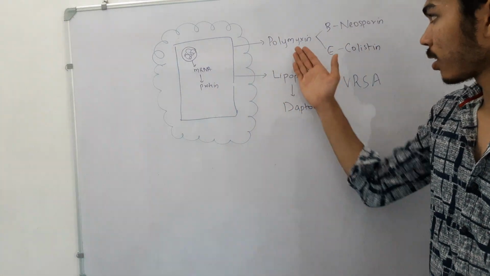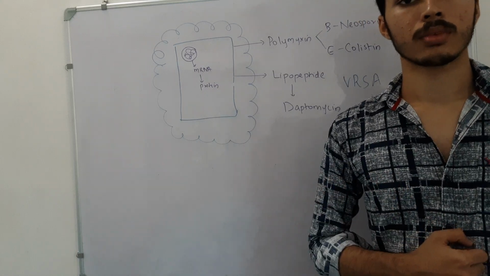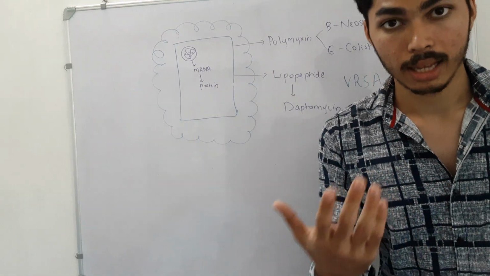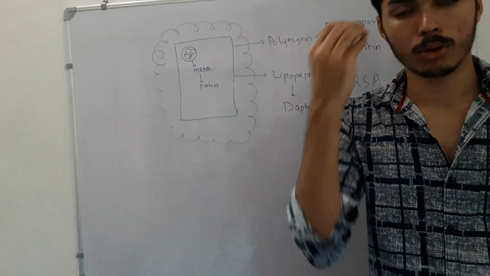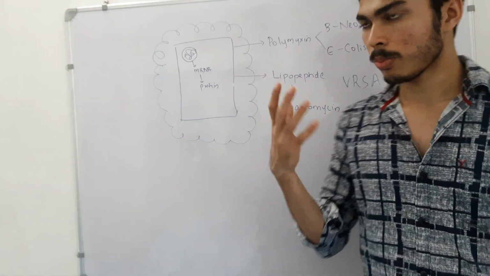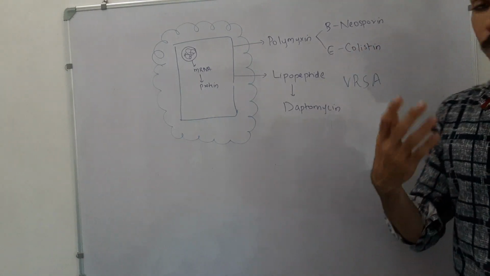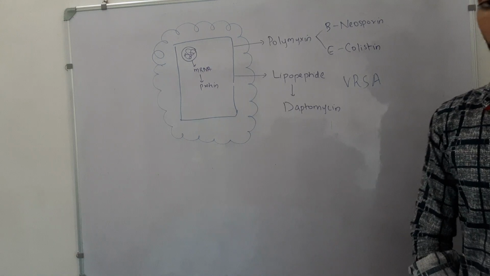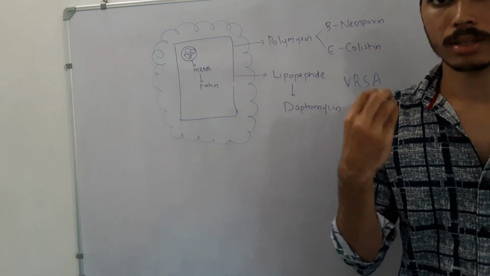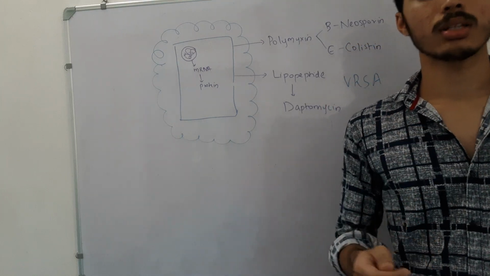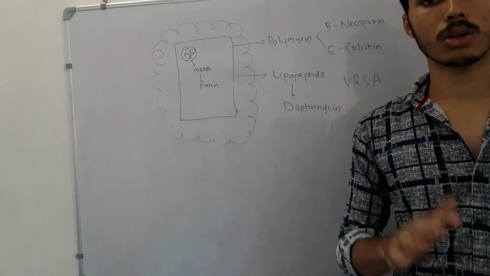So discussing the spectrum of action of polymyxin. What is the spectrum of action? It acts upon gram-negative aerobes, the gram-negative aerobic organisms. There are two polymyxin drugs: polymyxin B, which is called neosporin, and polymyxin E, that is called colistin. Both neosporin and colistin can be used topically for bacterial skin infections.